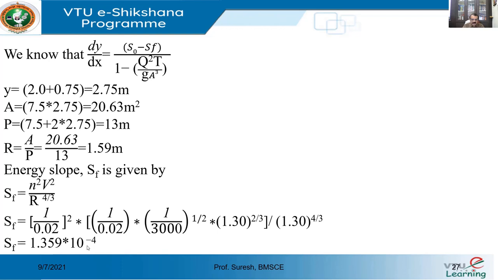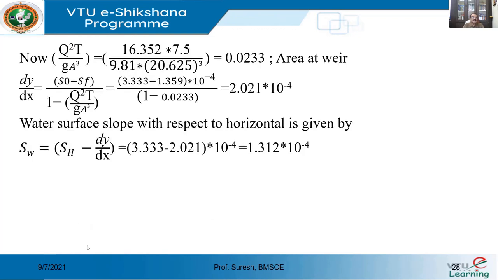Now you have S0, you have a value of SF. Let us proceed further. Now the dy by dx is equal to, look at the numerator, you know the value of S0 given in the problem. Just now you calculated the value of SF. Look at the denominator, 1 minus Q square T divided by g A cube.